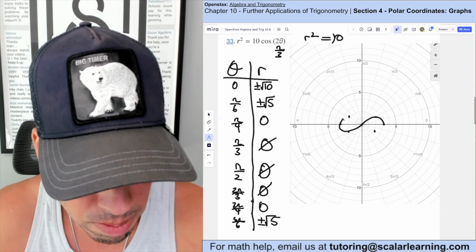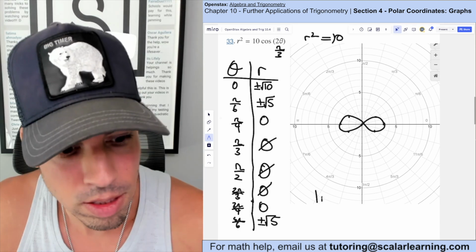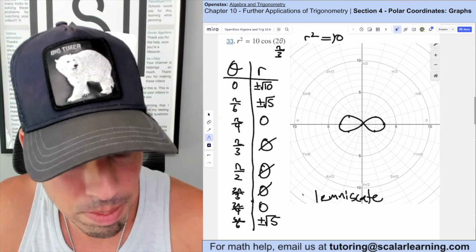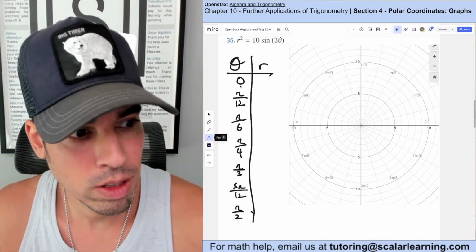And you see it kind of makes this interesting figure 8, almost like an infinity sign. This shape is called a lemniscate. That's how you do it. Done.